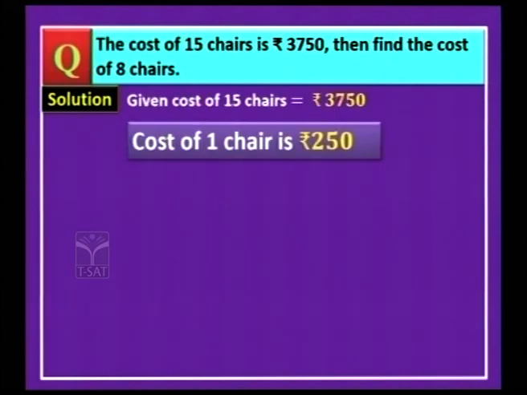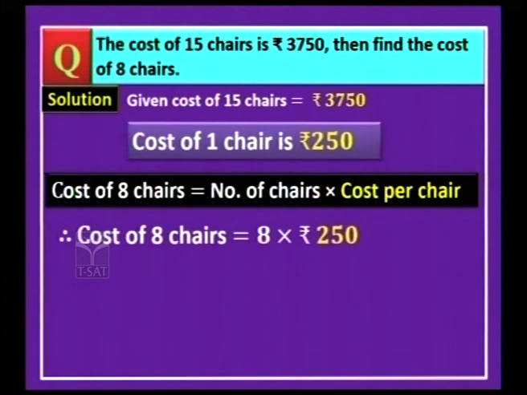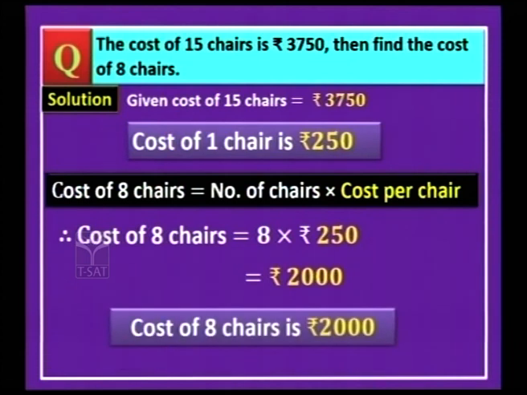Let us find out the cost of 8 chairs, children. So the cost of 8 chairs is the number of chairs into the cost per chair. So that is 8 into 250. So on multiplying them, you get 2,000 rupees. Hence, the cost of 8 chairs is 2,000 rupees. We have learnt the concept of ratio, proportion and unitary method, and also solved a few problems.